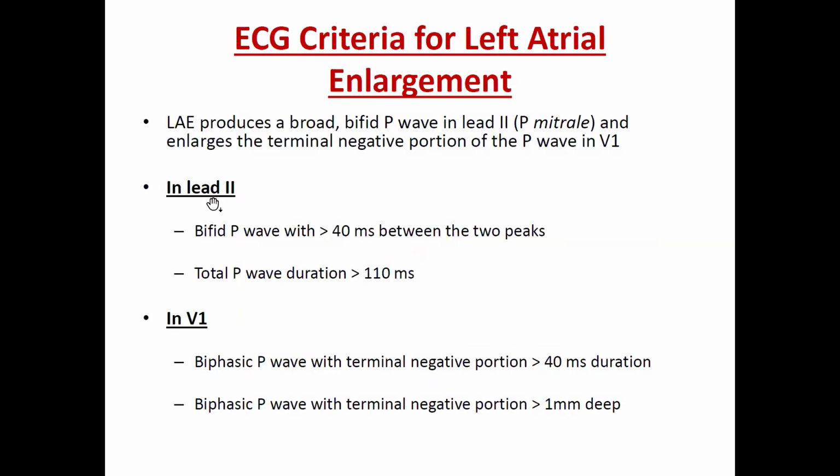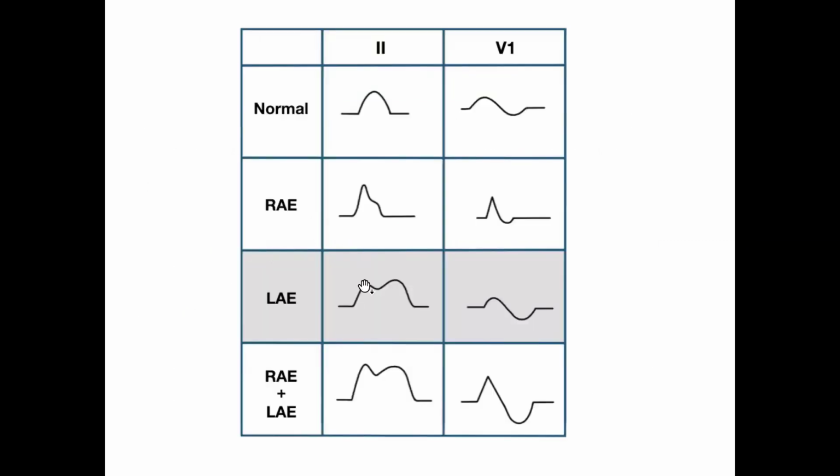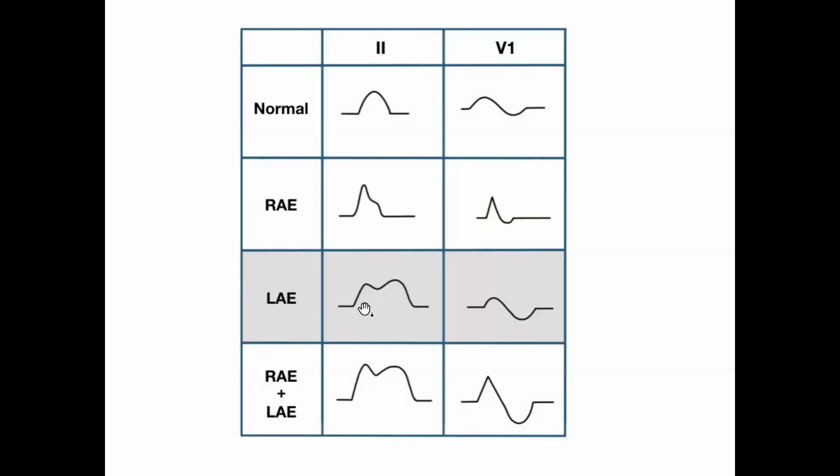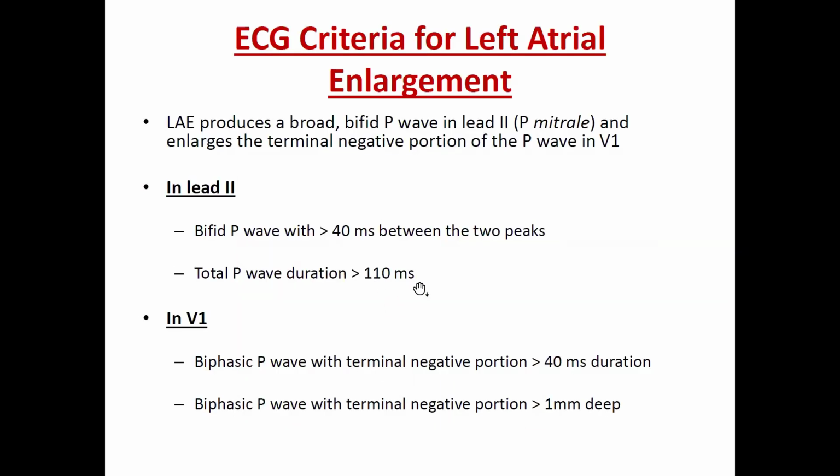So in ECG, if you are considering lead 2, there should be a bifid P wave, one P and a second P, and the duration between the two peaks of the P wave should be more than 40 milliseconds, or the total P wave duration should be more than 110 milliseconds, or more than 3 small squares in ECG.